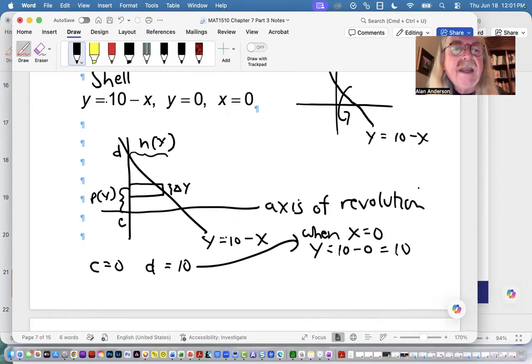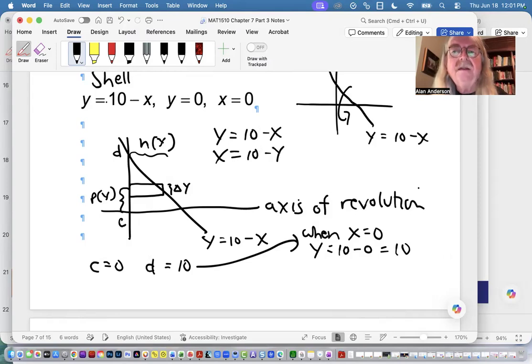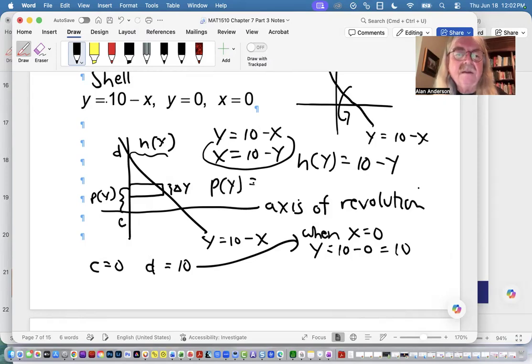Now, h is based on that function. Here's the thing we have to watch out for, though. The function is written as y equals 10 minus x. In order to do this properly, this is the tricky part, we have to rewrite it so that we can say that h of y is 10 minus y. P of y is just y. Okay, that's the height.